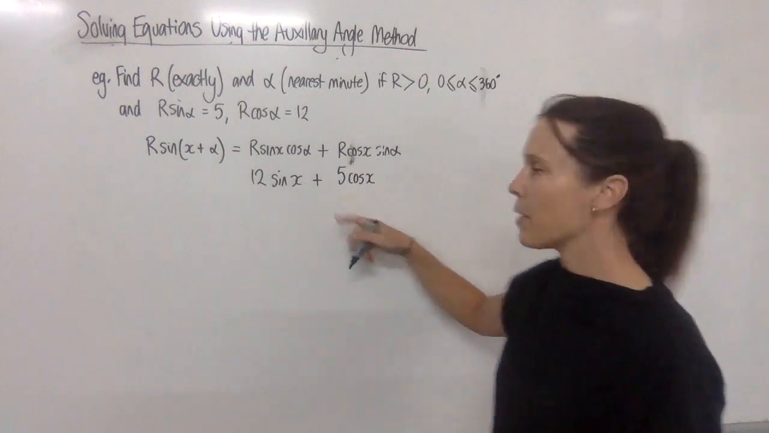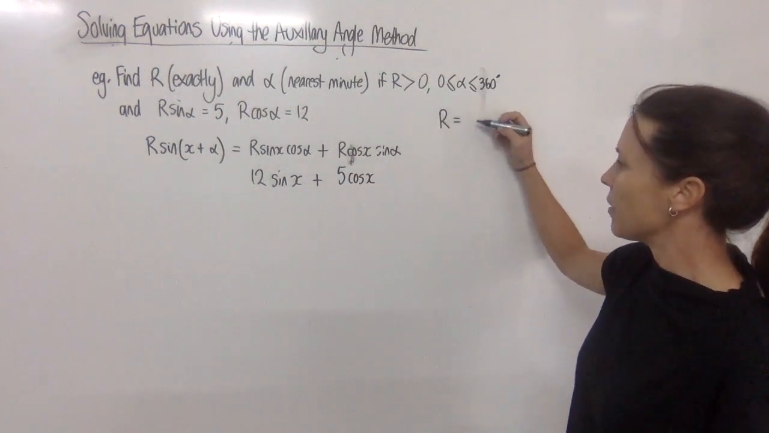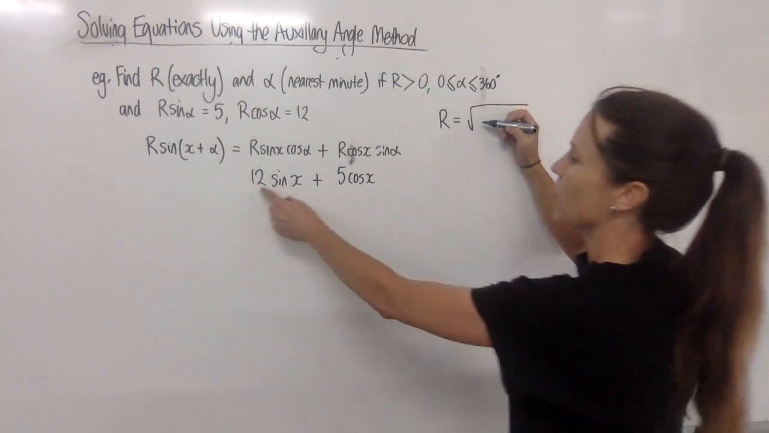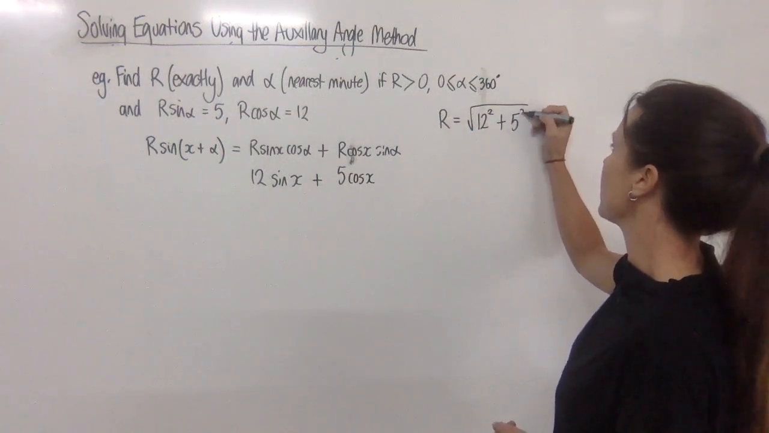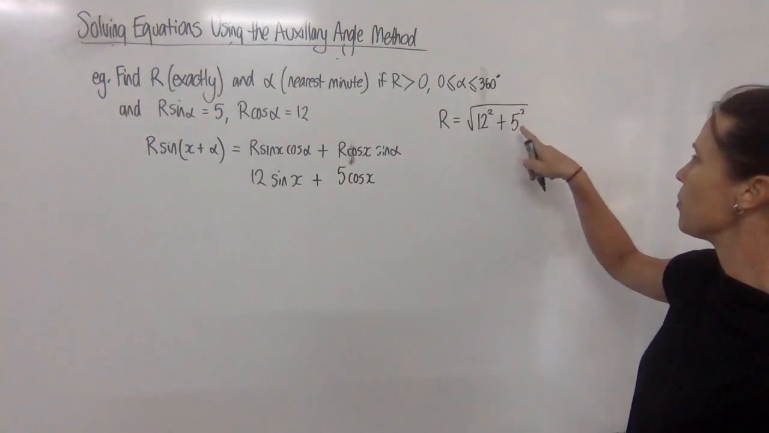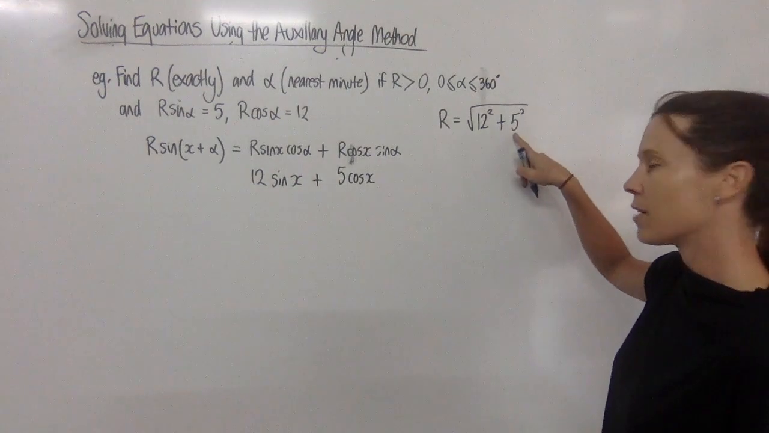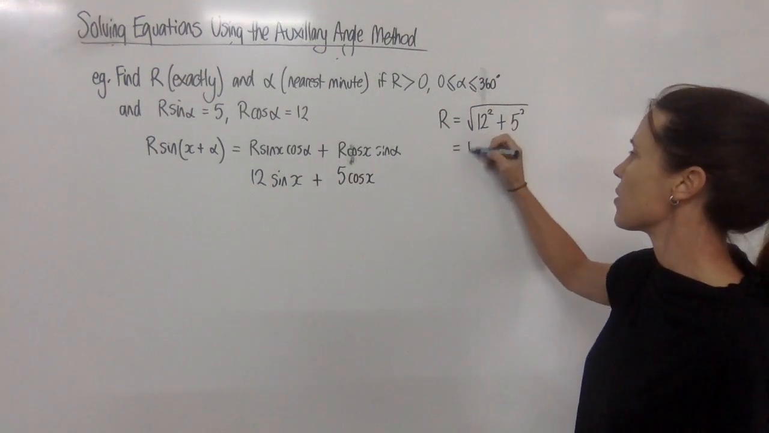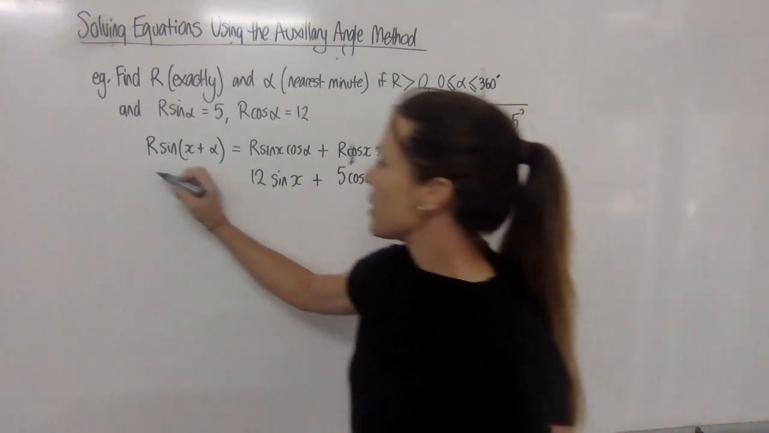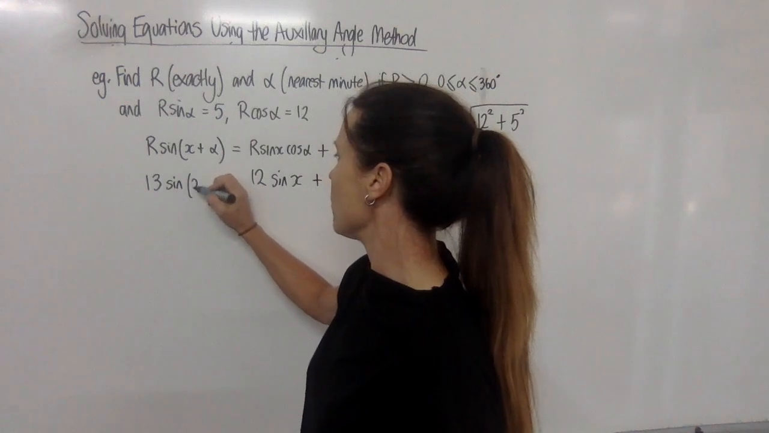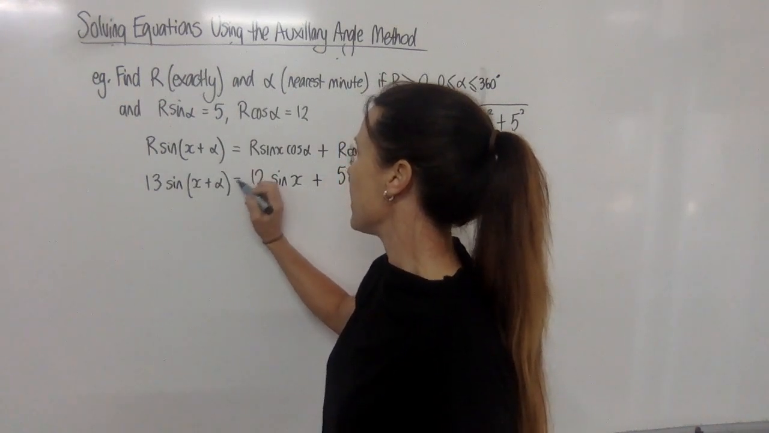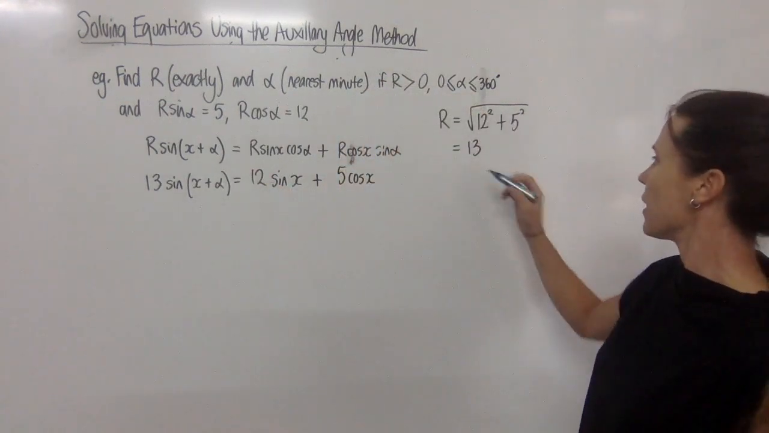So now we can go back and find our r. R needs to be the square root of a squared plus b squared. So we have 144 plus 25. So we have 169, and the square root of that is 13, exactly. So that means that our r must be 13, and we have 13 sine of x plus alpha. Now, we're not finished yet. We've found what r is.